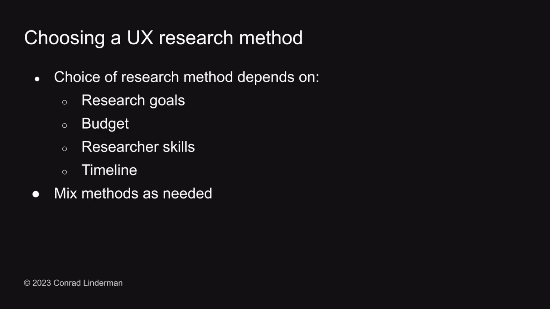The choice of research method will depend on the research goals, budget, researcher skills, and timeline of the project. It's important to select the right research method or combination of methods to gain the most valuable insights for your project. Using a combination of methods, known as triangulation or taking a mixed methods approach, can produce particularly valuable insights, which will be discussed at the end of this step or section.